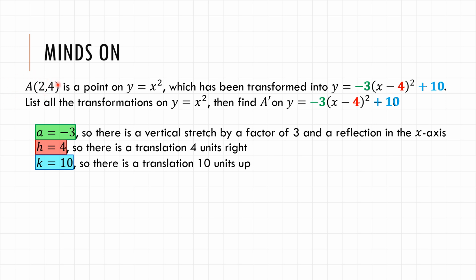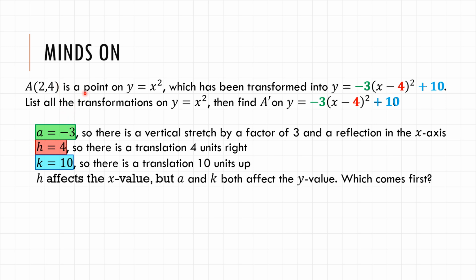Where is its new location? Well, we know that h will affect the x value, but there's a problem, because two lessons ago we learned that a affects the y value, and we also learned that k affects the y value in the previous lesson. So if both of them affect the y value, which one do we do first? Do we multiply by -3 first? Or do we add 10 first? What do you think?